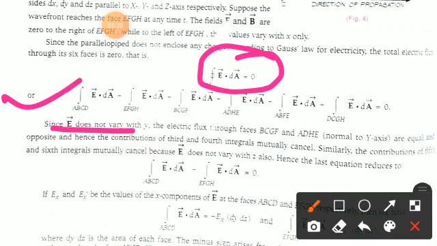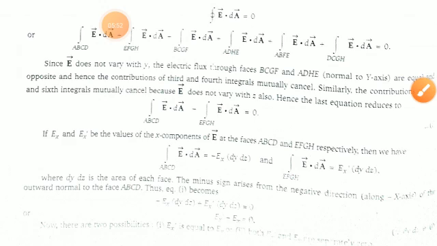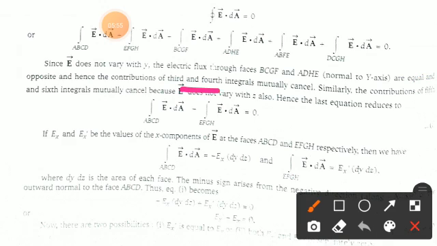Since vector E does not vary with y, the electric flux through the faces BCGF and ADHE normal to the y-axis are equal and opposite, and hence the contributions of the third and the fourth integrals mutually cancel. Similarly, the contributions of the fifth and the sixth integrals mutually cancel because vector E does not vary with z also. So the last equation reduces to this form.